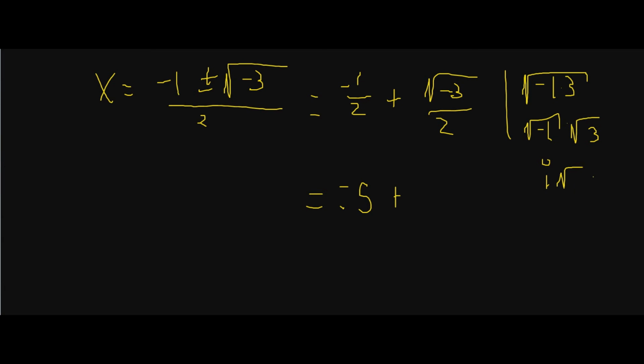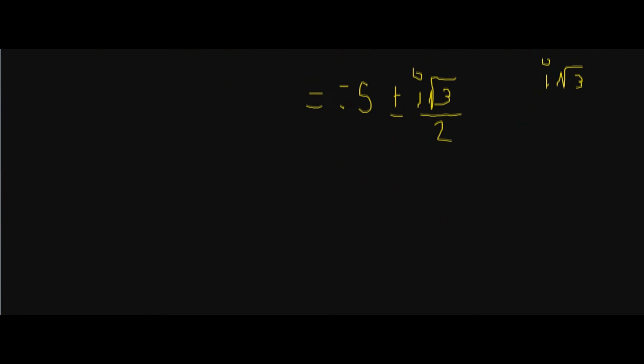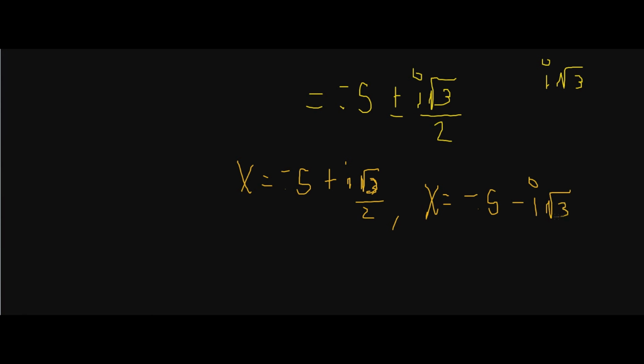We're getting complex roots, imaginary roots. And so we're going to get i square root of 3, all divided by 2. Oh, don't forget our plus or minus here. Okay? So what this means, now that we got this here, is that our roots are x equals negative 0.5 plus i square root of 3 divided by 2, and x is equal to negative 0.5 minus i square root of 3 over 2.